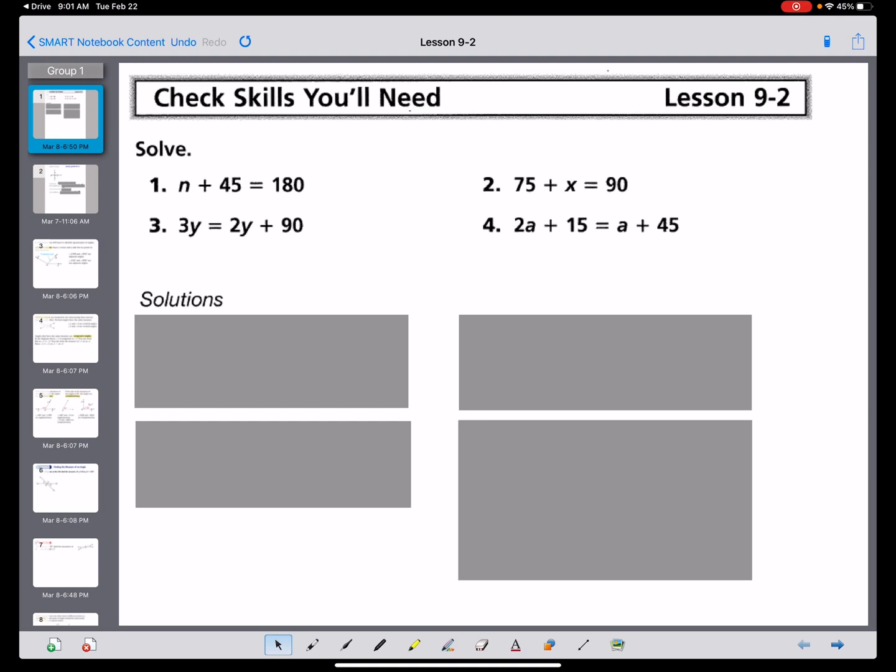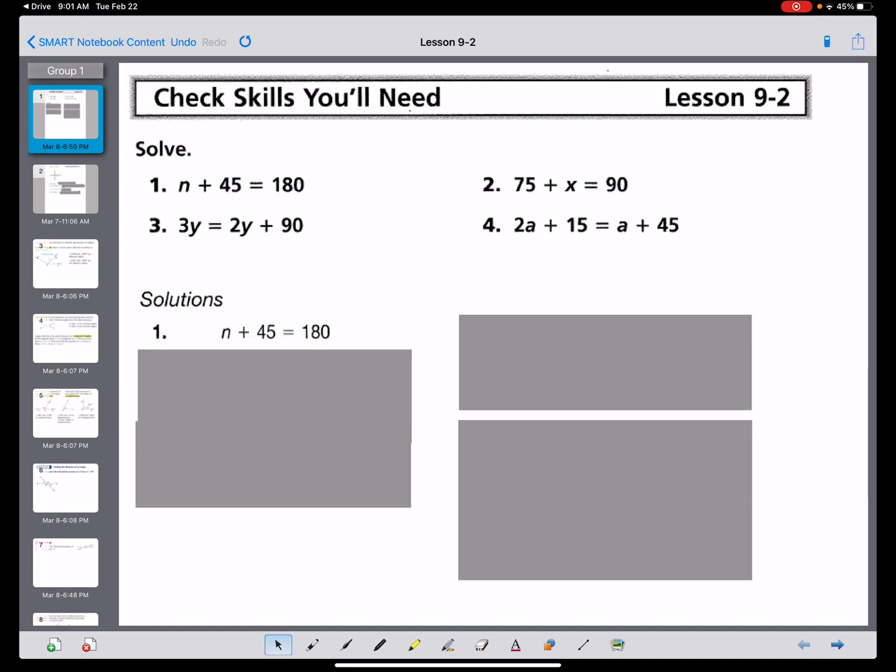All right, so the first 4 problems here are review, in which you have to solve for the variable. In our first example, n plus 45 equals 180. Your first step is to isolate n by subtracting 45 from both sides, and you get n equals 135.